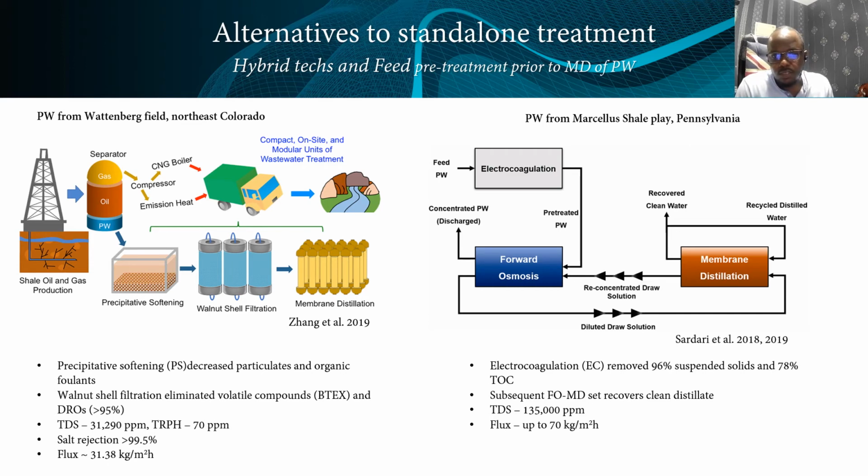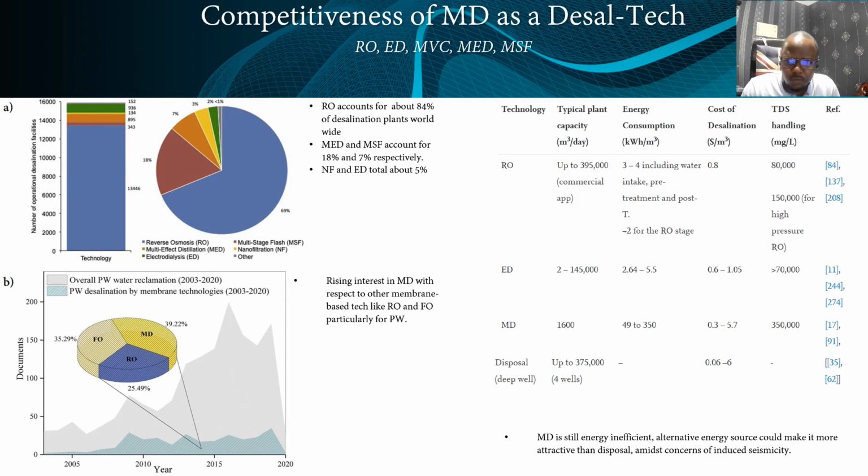So okay, we say the MD itself is kind of energy inefficient. So what are the things that can be done to make the MD more energy efficient, which we will see in the next slide. Here we quickly see the competitiveness of MD as a desalination technology in comparison to the other known desal techs. Quickly, the MD stands out for its TDS handling capacity. It's basically the highest TDS handling capacity, though it is also still energy inefficient.